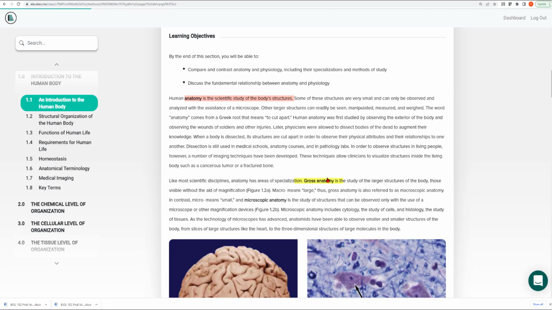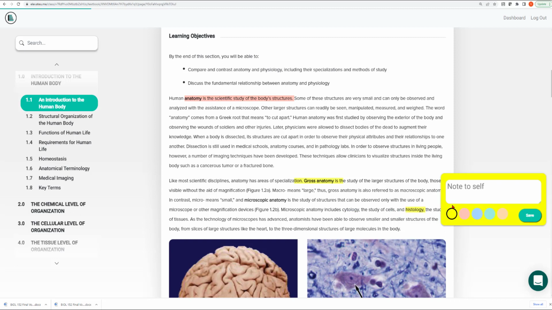So gross anatomy, you might also see called macroanatomy, is simply things that you can see with the naked eye, versus microscopic anatomy. And this would be any structure that you need to use a microscope to see, things that are too small for the human eye to see. In lab, we'll be taking a look at cells. We'll also be taking a look at tissues under the microscope. Those would be examples of microscopic anatomy. Specifically, those terms are cytology. Cytology is the study of cells, and histology is the study of tissues.